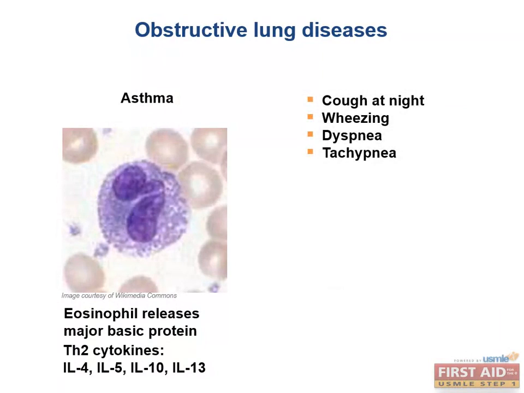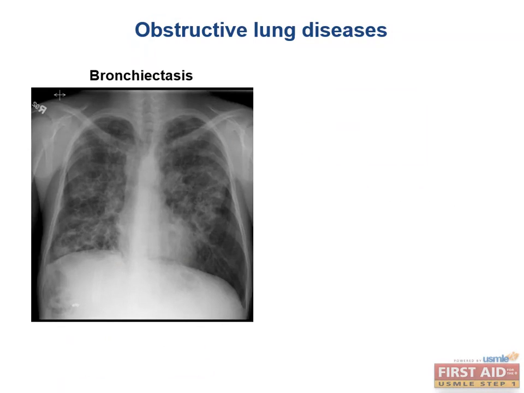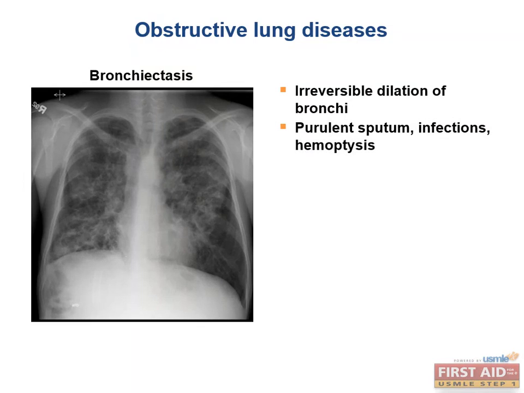The findings of an asthma exacerbation are cough, especially at night, wheezing, dyspnea, and tachypnea. How would you diagnose asthma? With a methacholine challenge, which is addressed in the pharmacology section. Finally, we come to bronchiectasis, which is a permanent, irreversible dilation of the proximal and medium-sized bronchi. This condition may present with purulent sputum, recurrent infections, and hemoptysis.